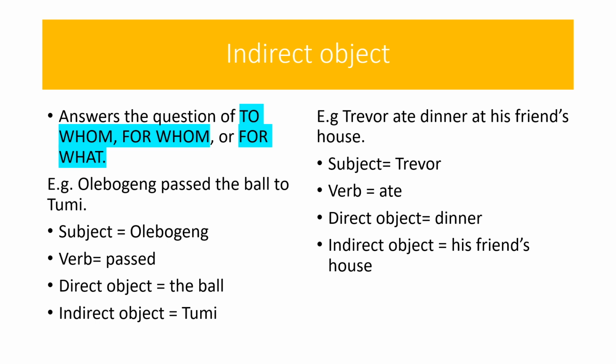Then, Trevor ate dinner at his friend's house. The subject over here is Trevor. The verb over here is ate. The direct object is dinner, and the indirect object is his friend's house. Because I can ask the question, to whom or where did Trevor eat his dinner? At his friend's house.